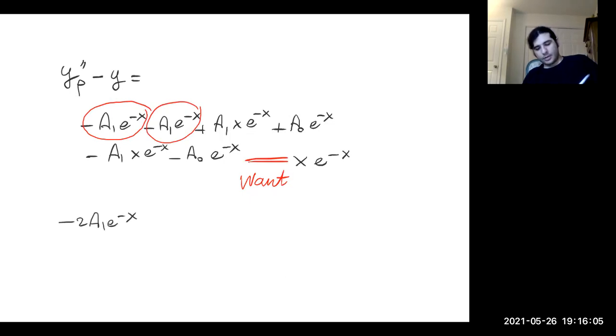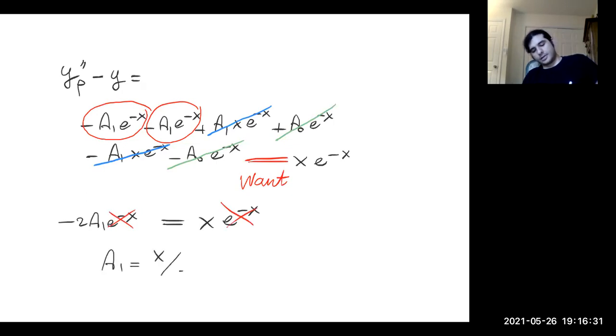That's great. What else? We have a1 x e to the minus x, and we have the negative of that. They cancel each other. We have a1 e to the minus x minus a naught e to the minus x minus a naught e to the minus x, and we want this to be equal to x e to the minus x. Well, we can cancel e to the minus x from both sides. It means a1 is equal to x over minus 2. Remember, we were looking for constants, a1 and a naught. a1, the solution we got here, is not a constant.